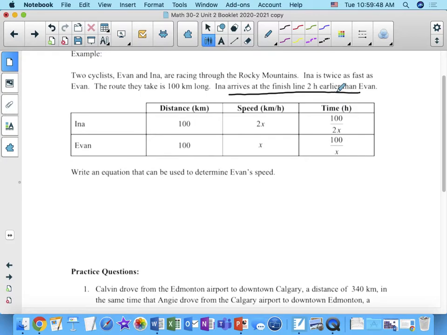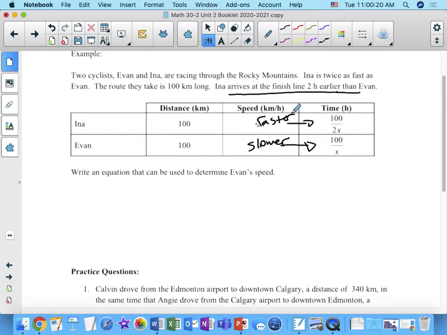Which of the two of these people is slower? Is Ina slower or is Evan slower? Evan's slower. She is faster. Okay, so who's going to have the longer time? Evan. If he has the longer time, he's going to have the bigger time. We've got to take the bigger time and subtract the smaller time to get 2. Does that make sense?